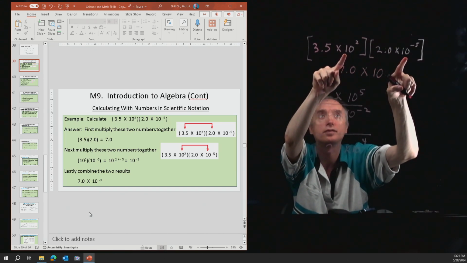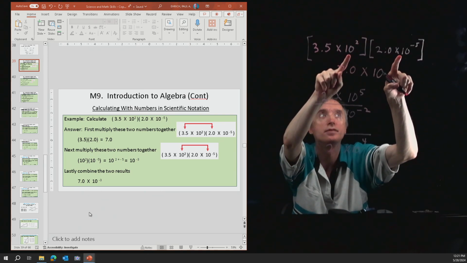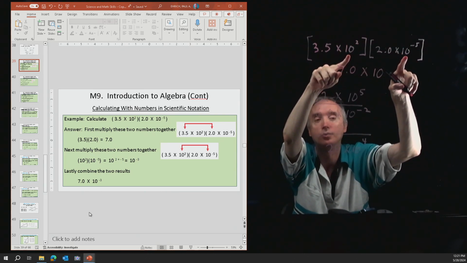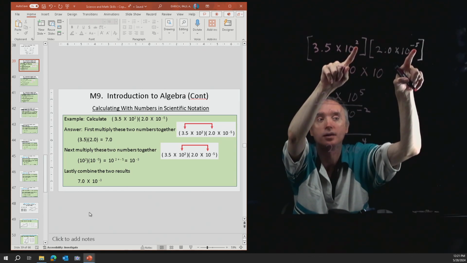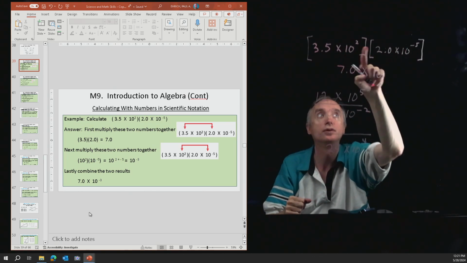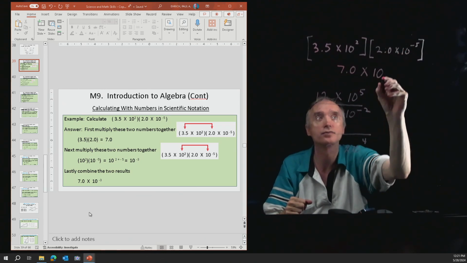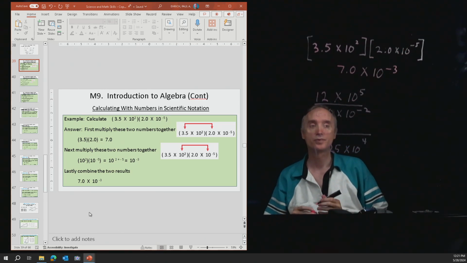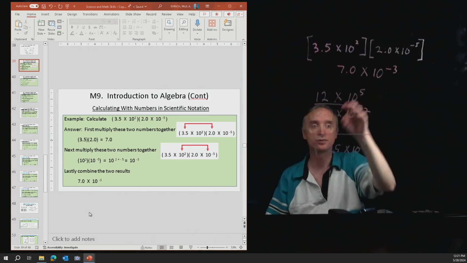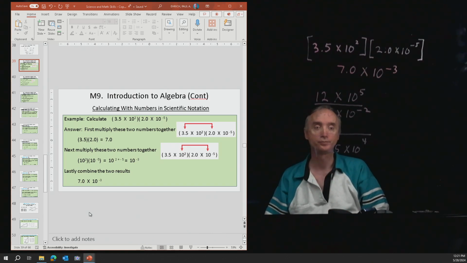So this is an exponential, and this is an exponential, but when you multiply exponentials together, you have to add the exponents together. So 2 plus -5 is going to be -3. So you didn't even have to use a fancy calculator in order to solve that problem.